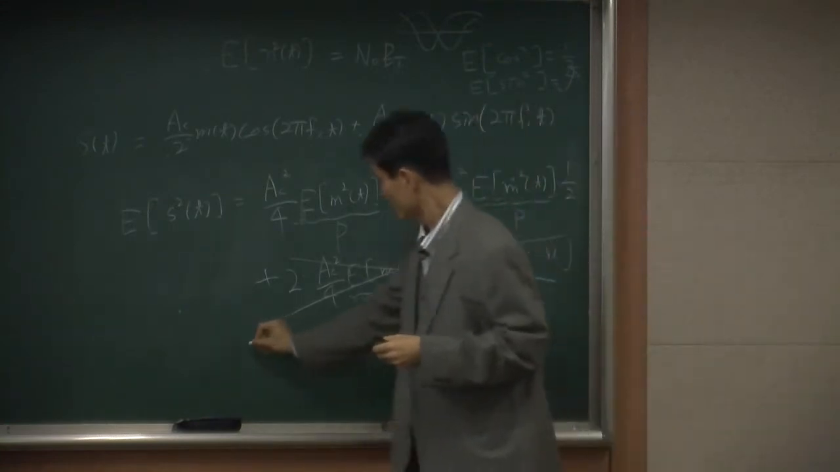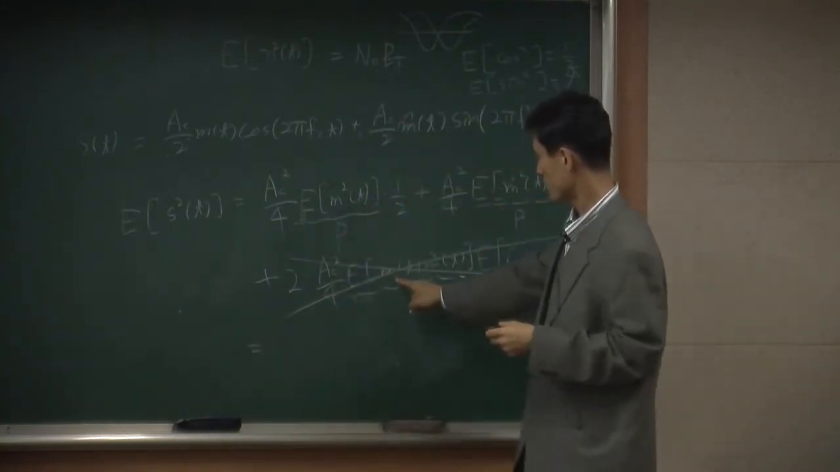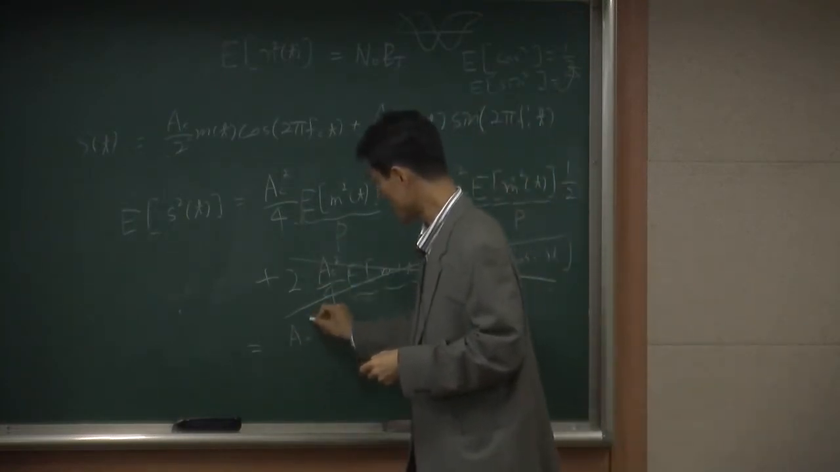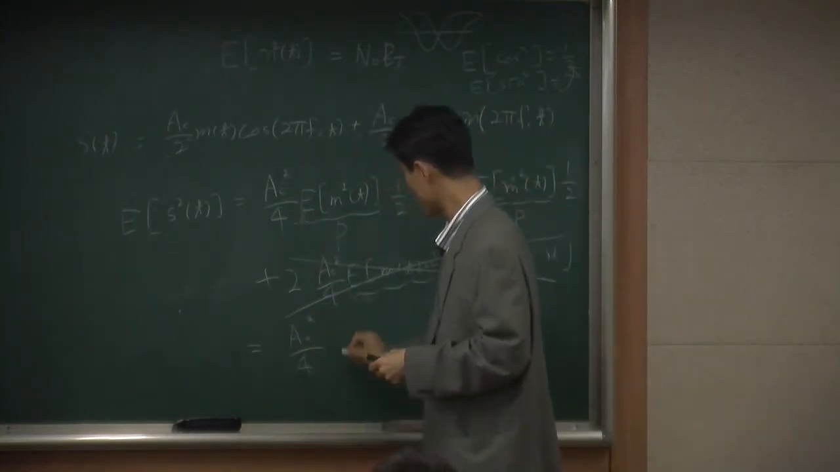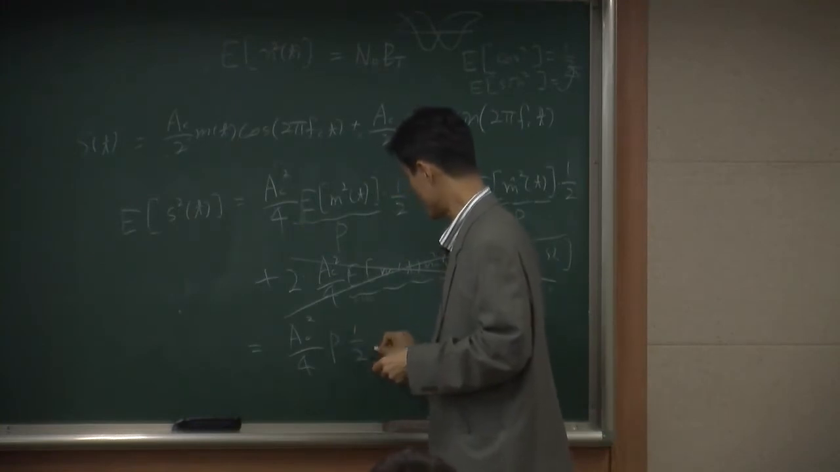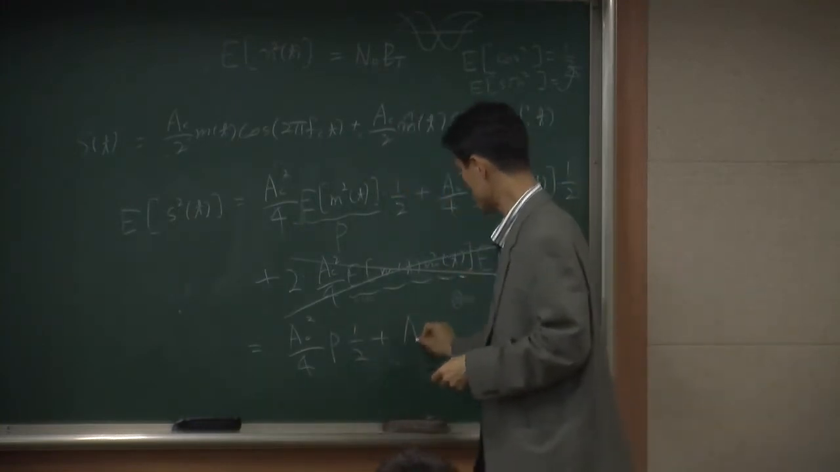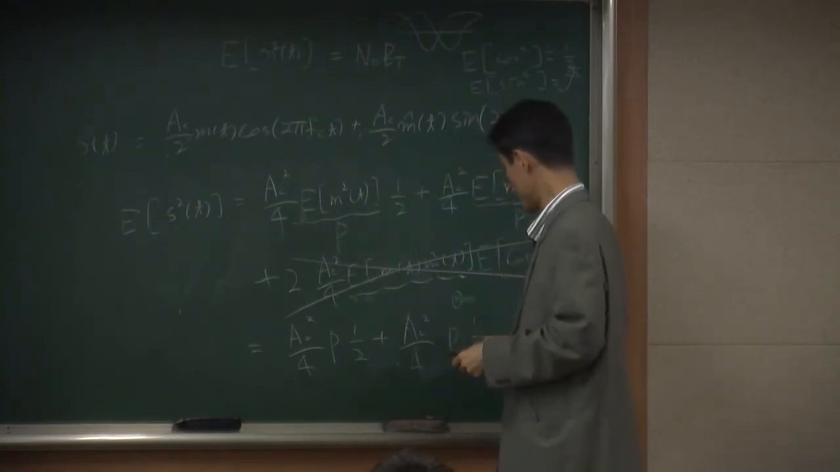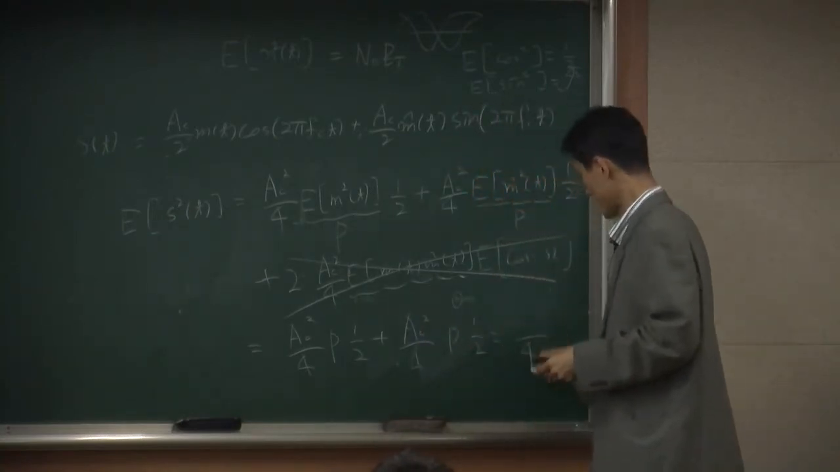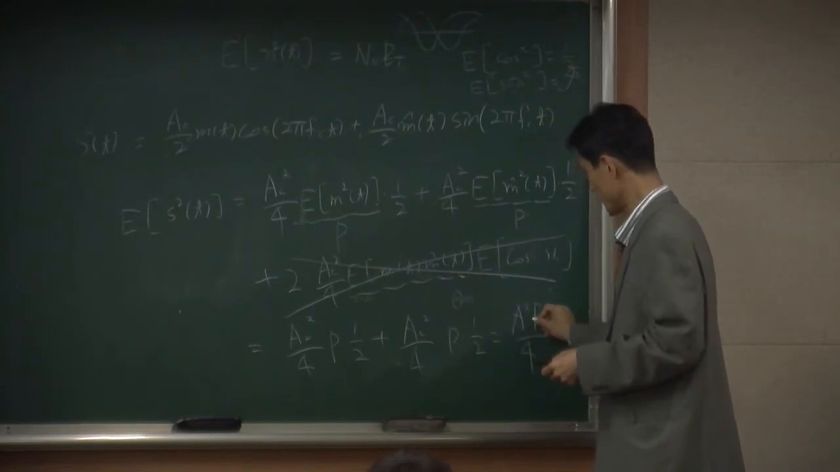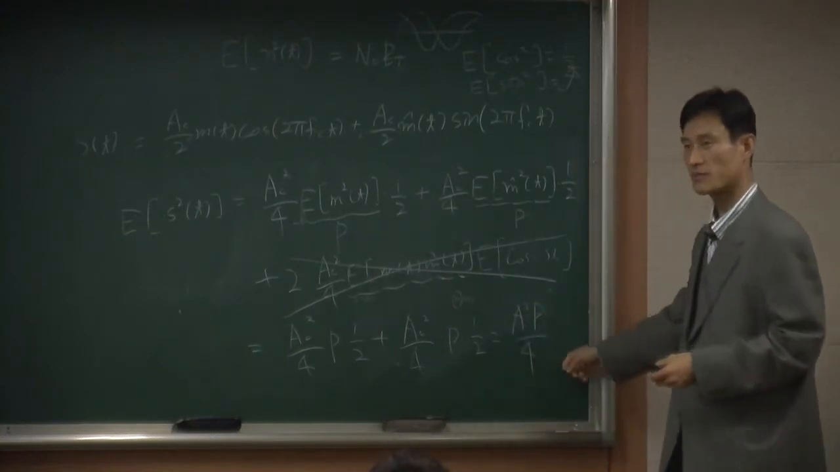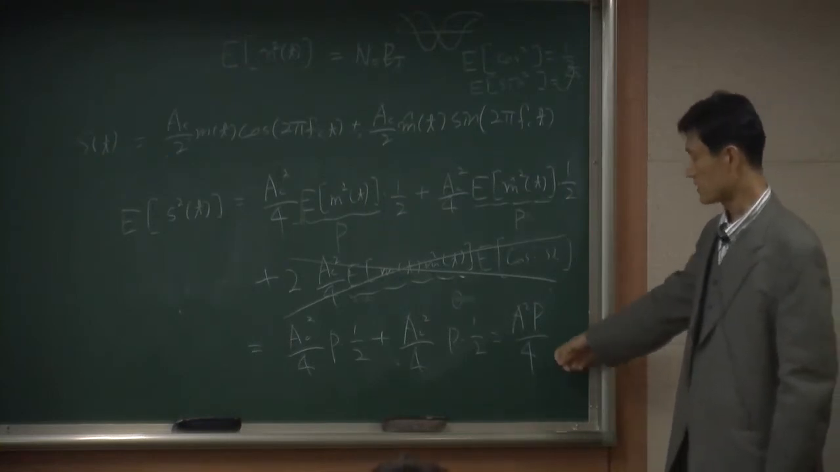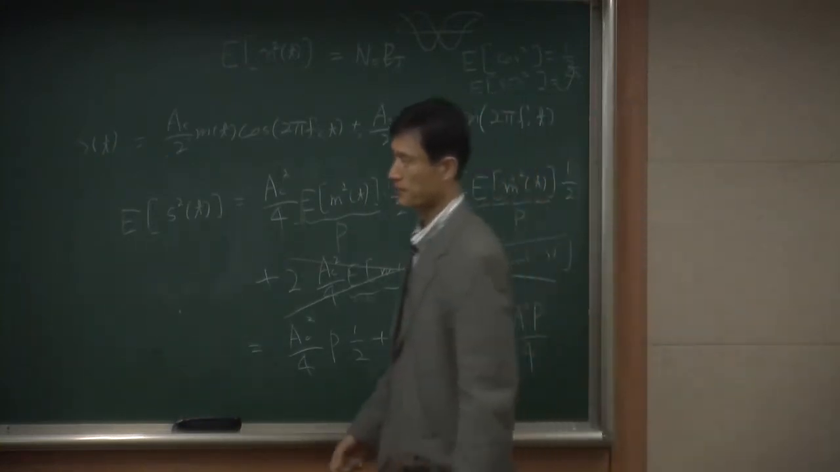Okay? So once you calculate these things, the third term now is gone. And the first term is Ac squared divided by 4, P times 1 over 2. Same thing here. Ac squared over 4, P times 1 over 2. So therefore, Ac squared P divided by 4. This is your signal power for single sideband. Okay, that's your signal power.